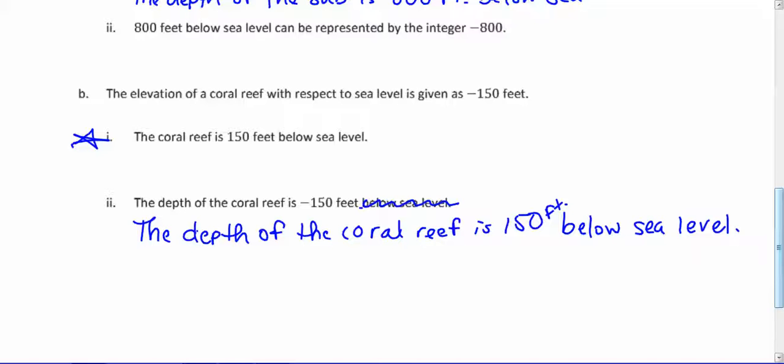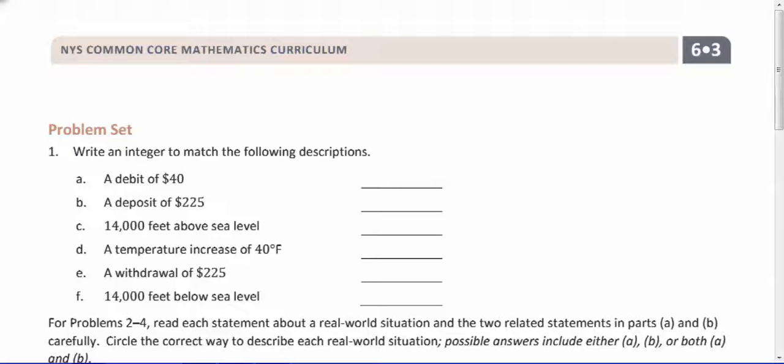Any questions? Question, Haley? No, just a stretch. Okay, we're going to go to the next page, which is your homework. So I'm going to quickly review what the expectations of this are. Who wants to read the directions for problem 1? Tori, nice and loud. Write an integer to match the following descriptions. Very good. So an integer is what again? Positive or negative number. Number, yeah.